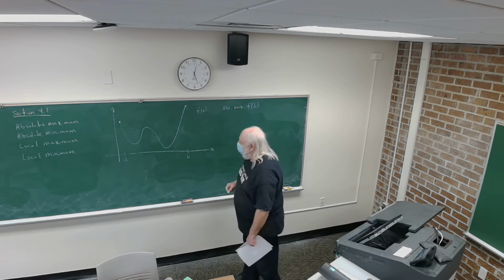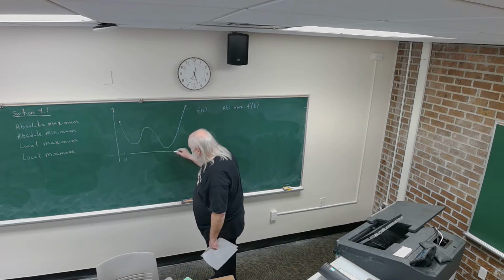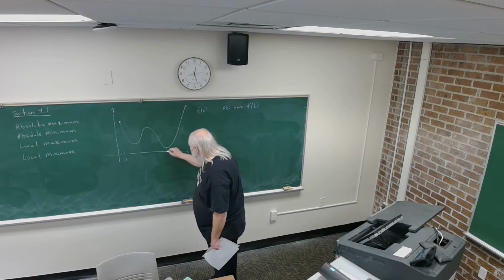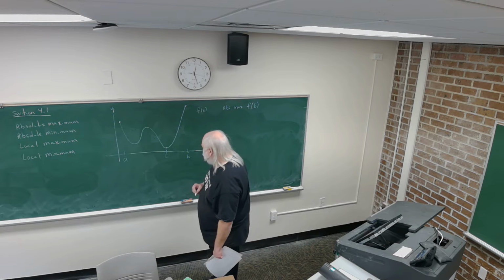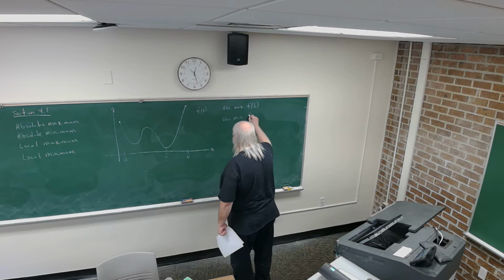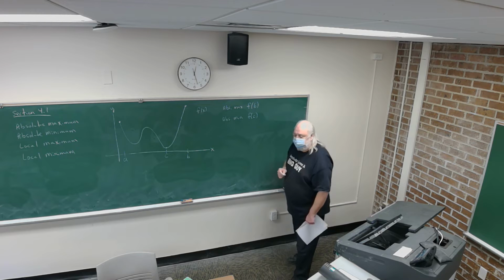The absolute minimum occurs at the minimum y coordinate, which is down here, the lowest point on the graph. And so if this occurs at x equals c, okay, then the absolute minimum is the value of the function f of c. Okay.